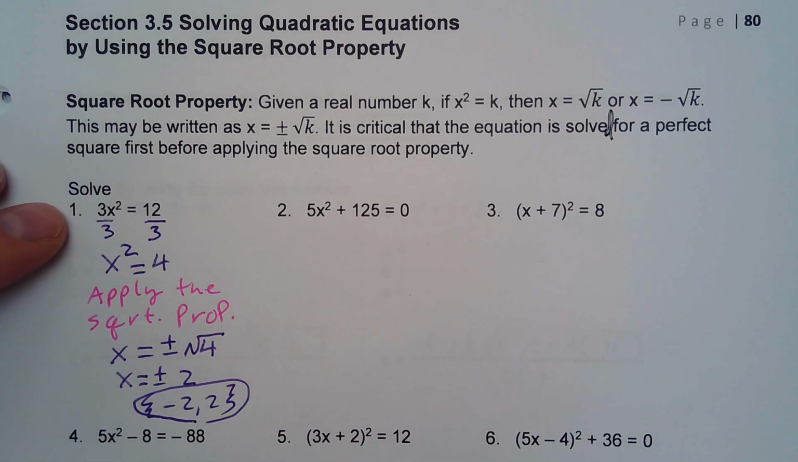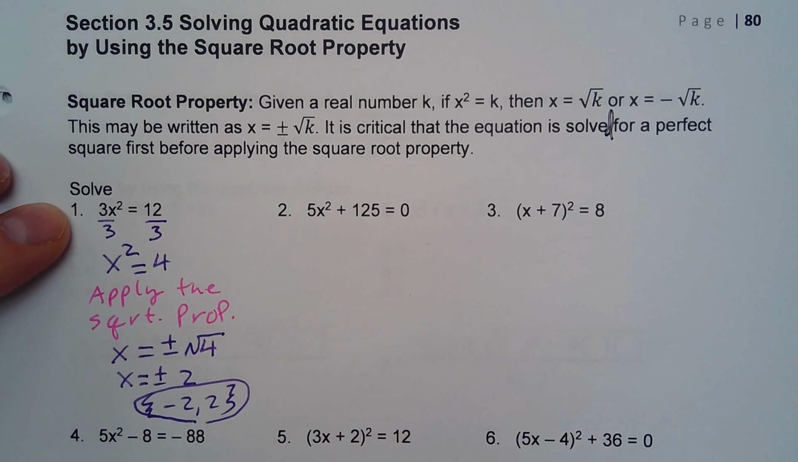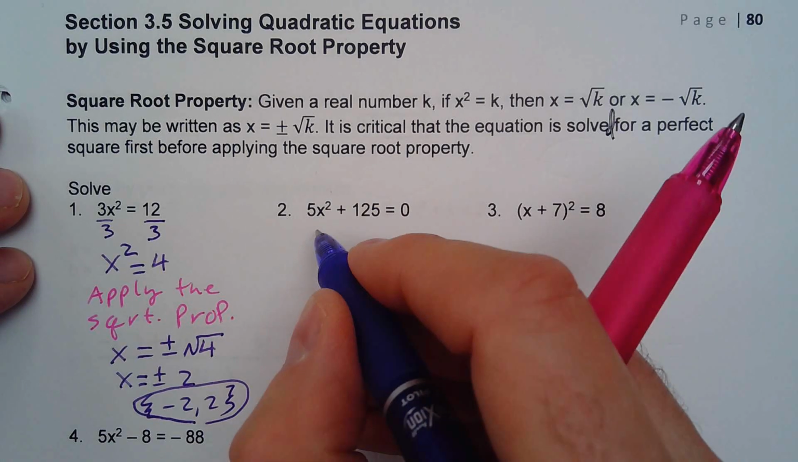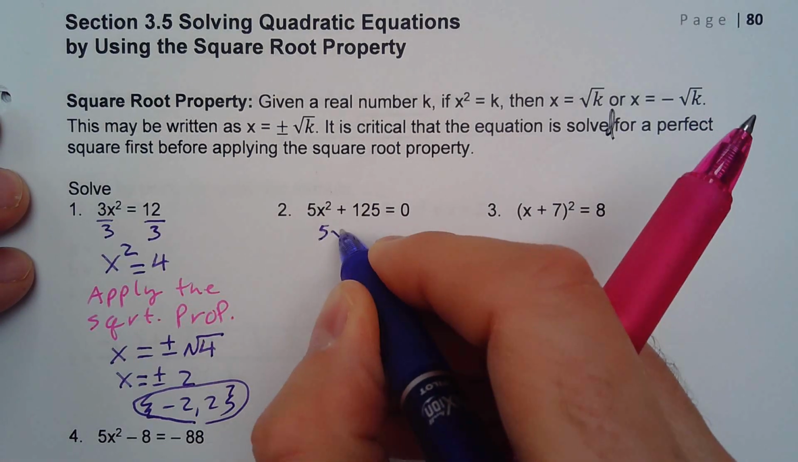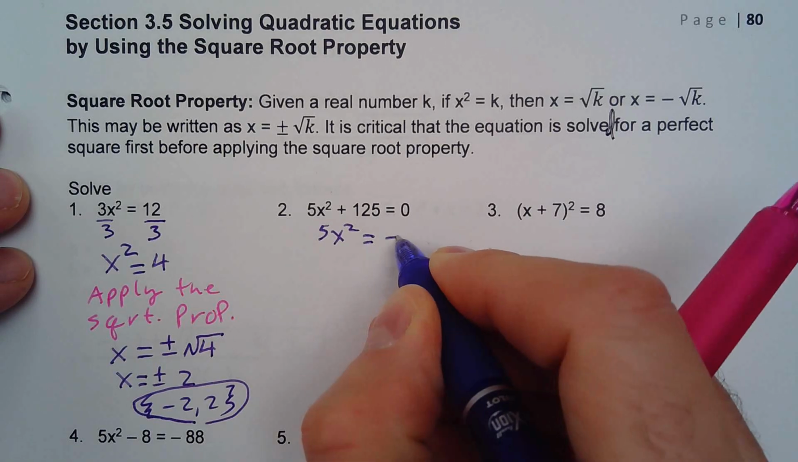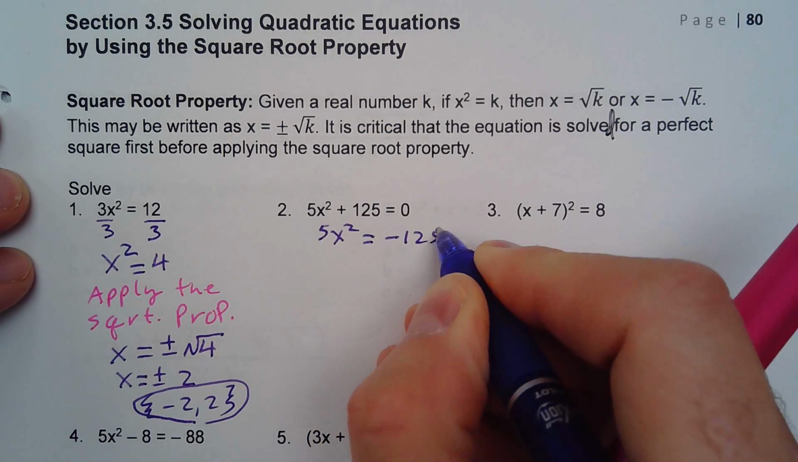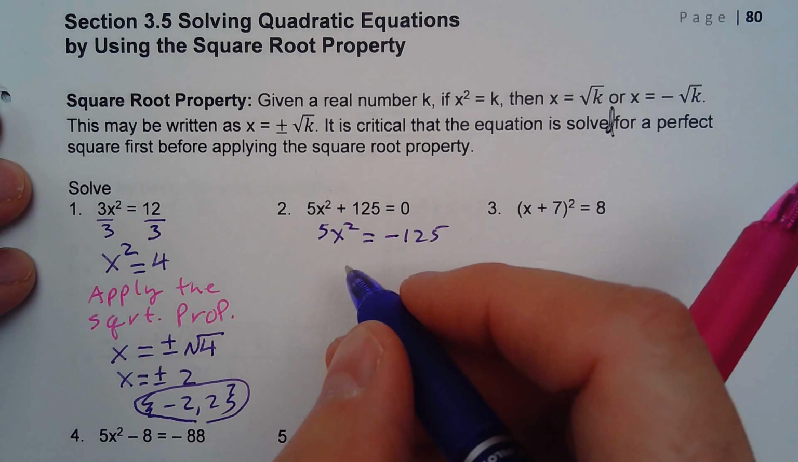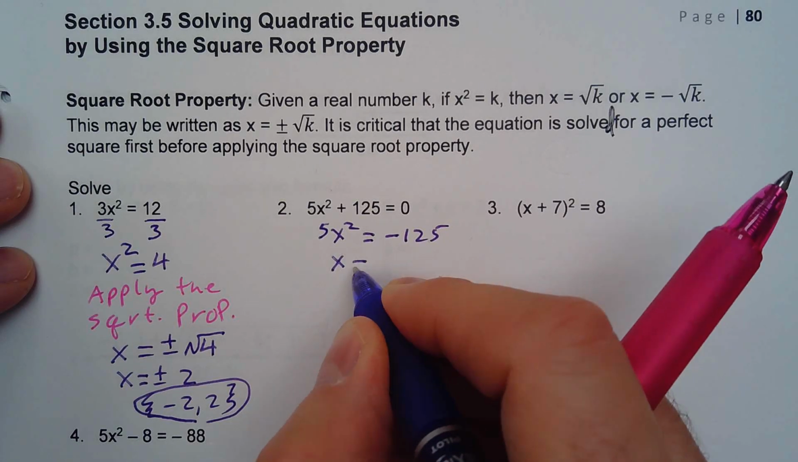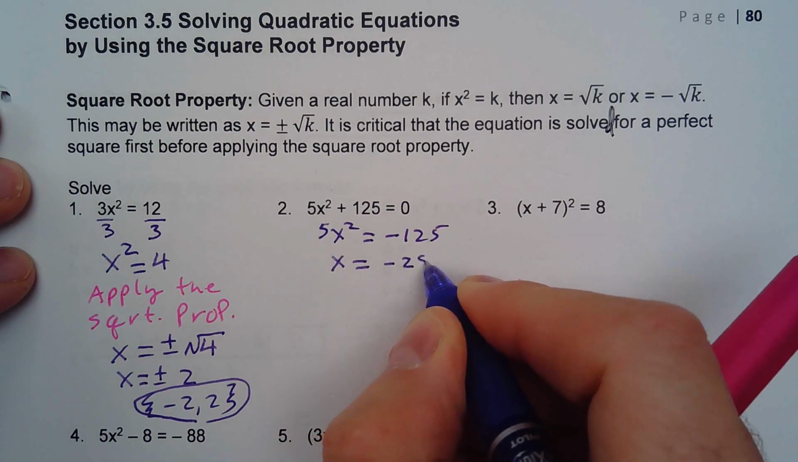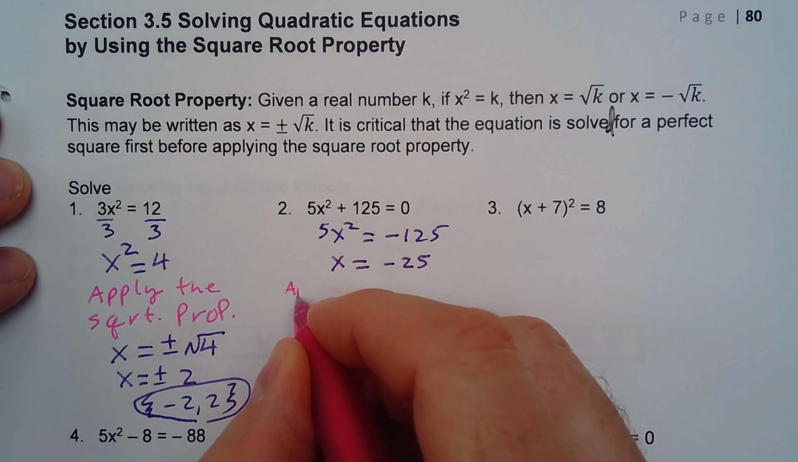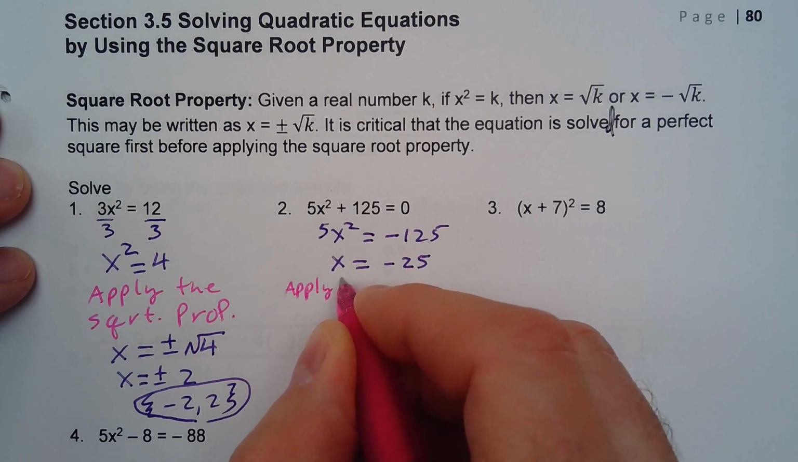Let's try the next one, number 2. So we have to get x squared by itself. I need to first subtract 125 from both sides. That gives us a negative 125. And then I need to divide both sides by 5. And now I'm going to apply the square root property.